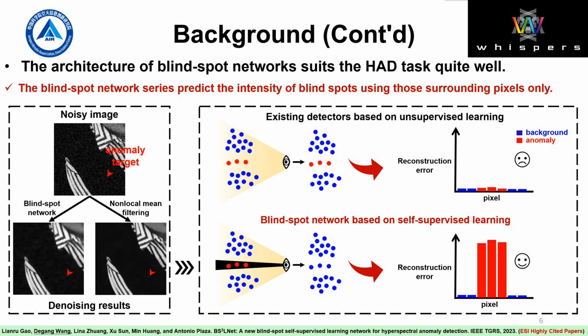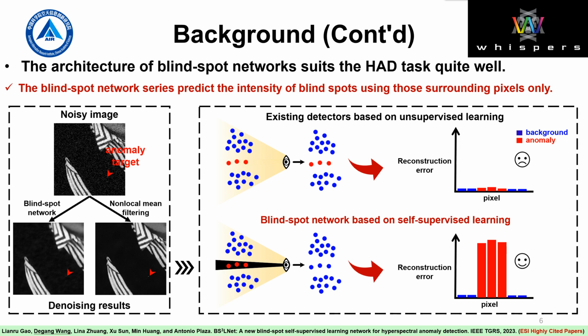Before describing our method, I will talk about the motivation for using blind spot networks. At the beginning, we added anomalous targets to the noisy images and removed the noise using a traditional denoising model and a blind spot network based on self-supervised learning respectively. We found from the denoising results that the blind spot network could also remove the anomalous targets, which is what we expected to see since the reconstruction area of the anomalies was enlarged in order to facilitate the detection of anomalous targets. So, how do blind spot networks work?